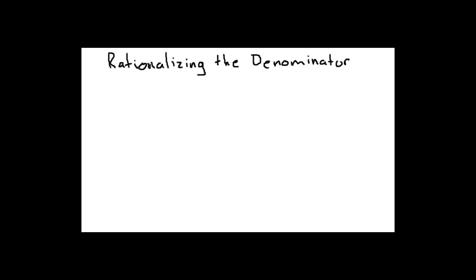So, what does rationalizing the denominator mean? Well, hopefully you know that rationalizing basically means no square root. A square root would be what we call a radical, and we want it to be rational, meaning no radical. So no square root.